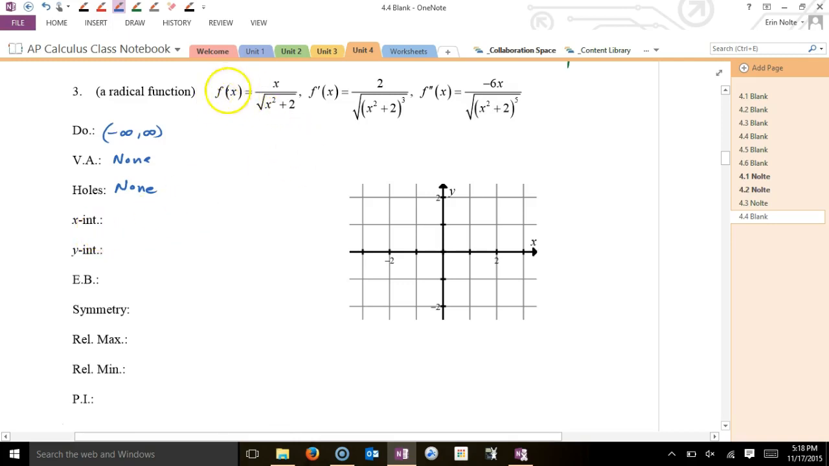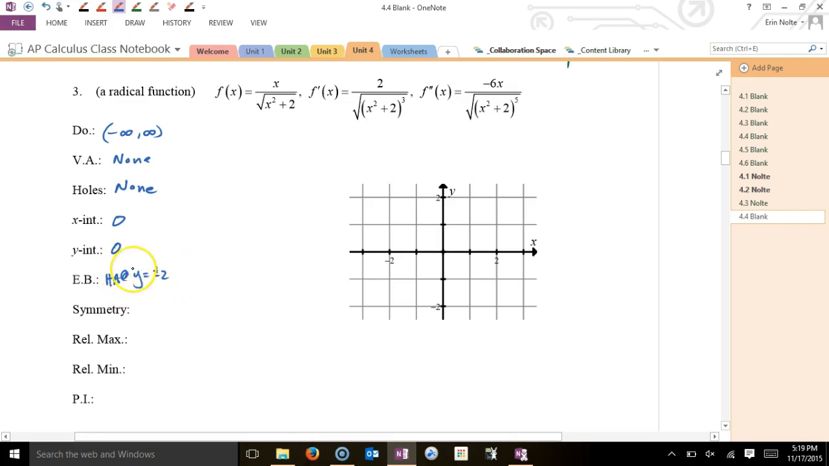X-intercept, if we set it equal to 0, we get 0 equals x, so there's an x-intercept at 0. We find our y-intercept, we got 0 over the square root of 0 plus 2, so 0 over, well, the square root of 2 is still 0. Okay, end behavior. Okay, so this is a horizontal asymptote. So remember with the square root, you have to do plus or minus. So you technically have two horizontal asymptotes. So we have a horizontal asymptote at y equals plus or minus 2.